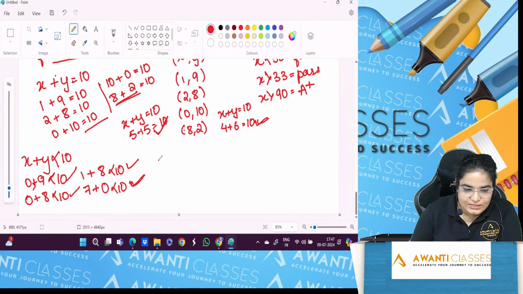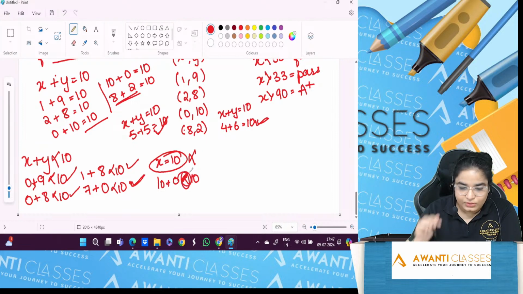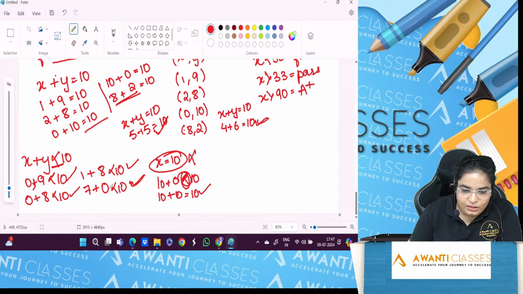If I say, for example, x is equal to 10 in this question, that will not work. Why? 10 plus, even if y is 0, it is not less than 10. Correct? If I say x plus y is less than or equal to 10, then x is 10, y is 0, it will work. Similarly, if I say x is 0 and y is 10, that will also work.